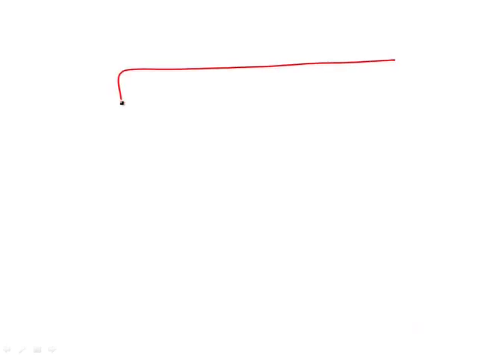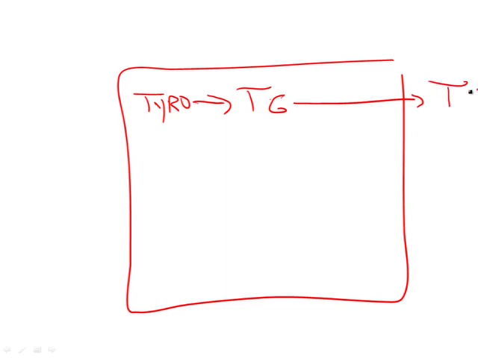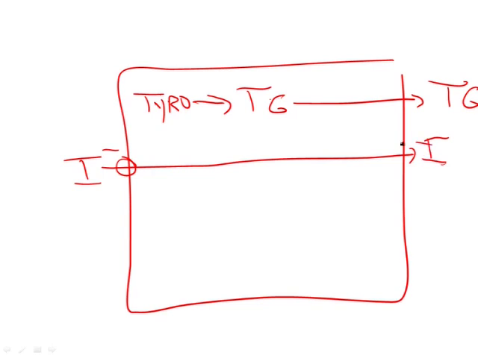Let's go back and remind ourselves, if this is the follicular cell of the thyroid, remember that the cell takes tyrosine and it converts tyrosine into thyroglobulin, and then the thyroglobulin is pushed off into the follicular lumen. This is where the colloid would be. And then at the same time, the cell takes iodide from the blood and brings it into the cell and then crosses it over to the follicular lumen where it undergoes oxidation and becomes I2.